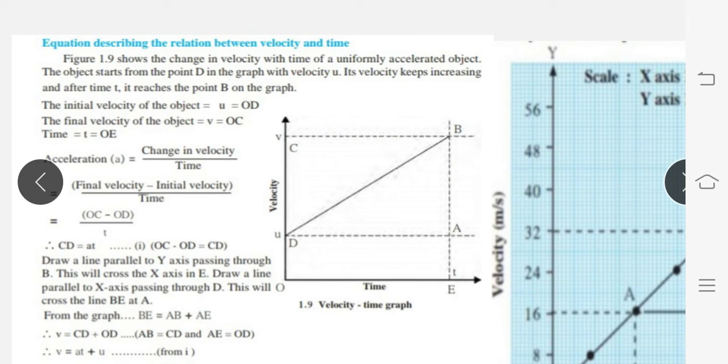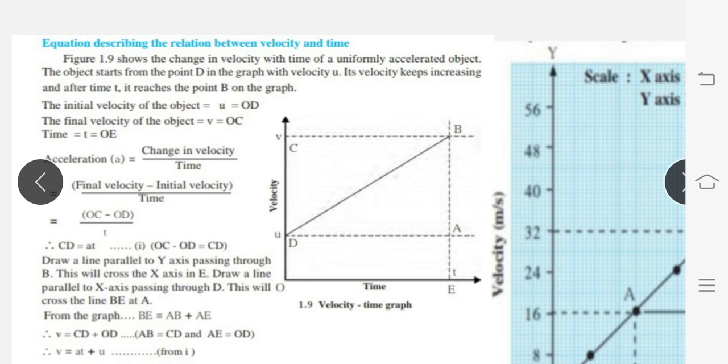Student, let's try to obtain the equation by the graphical method. First, you must understand the graph. If you understand the graph, then you can understand all the equations of motion. On the x-axis there is time, and on the y-axis there is velocity.